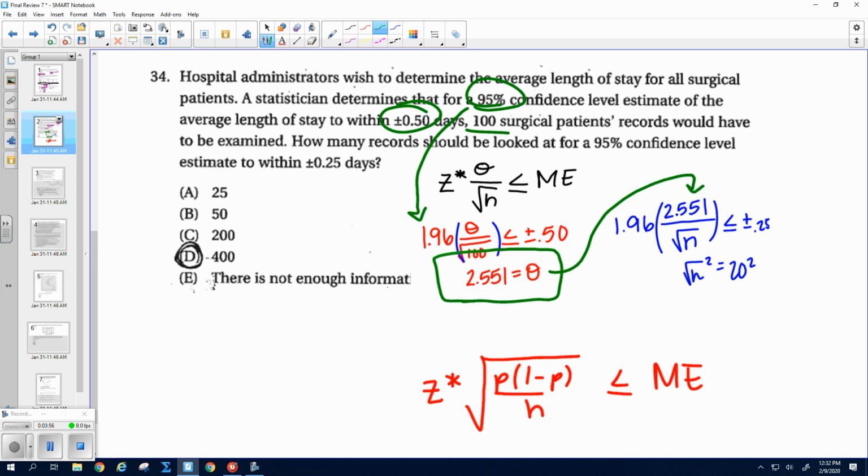So how many records should be looked at for another 95% confidence level? Now we want to be within 0.25 days, and we're trying to find n this time. So remember, when you plug this into your calculator, try not to round. So always grab the past answer. So I would divide by 1.96, multiply by the square root of n, then divide by the 0.25, and we get 400 for our sample size.